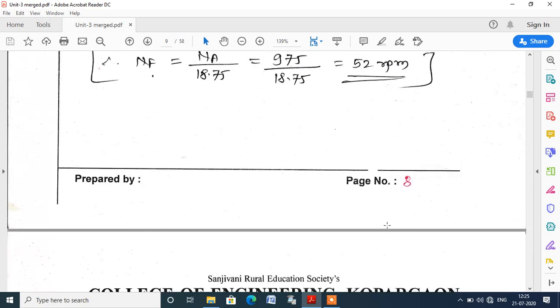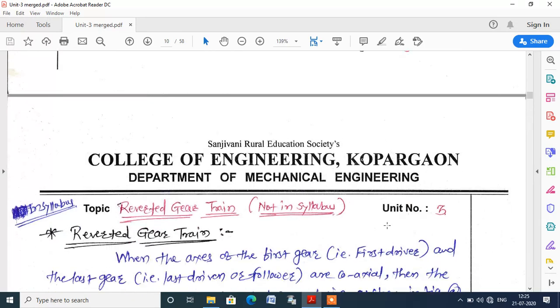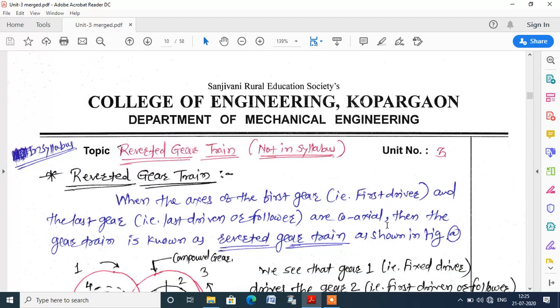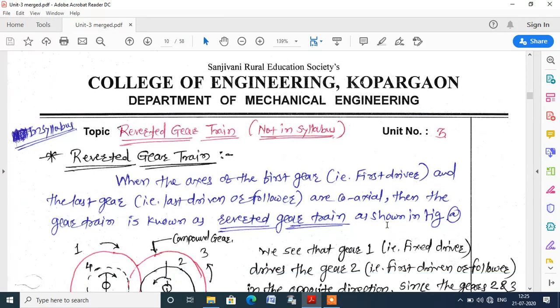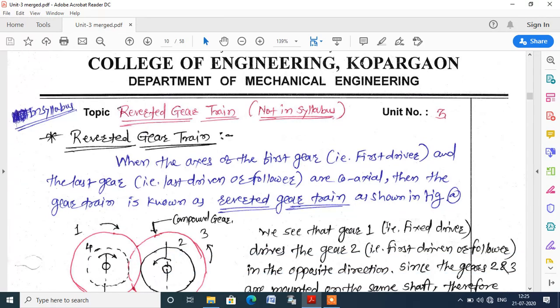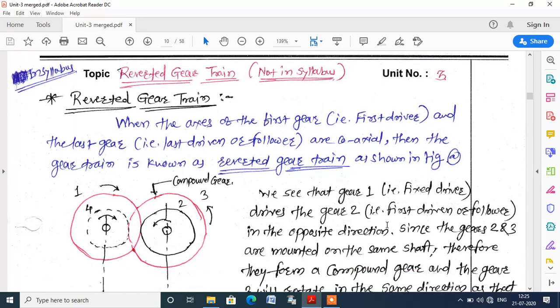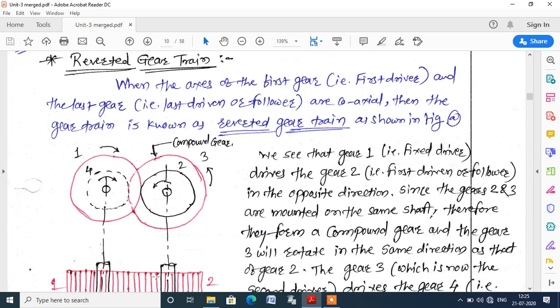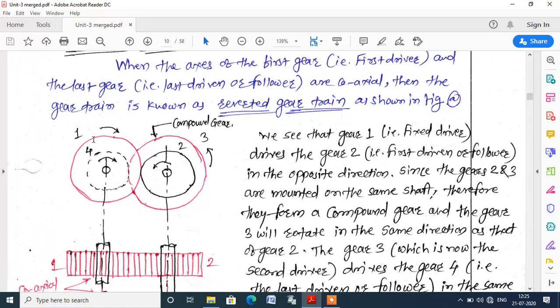So these are simple problems. Now a very interesting gear train. Earlier it was not in the syllabus, now it is in the syllabus. It is the reverted gear train. If you see the figure carefully, gear 1 is meshing with gear 2. Gear 2 and gear 3 are compound gears. But gear 1 and gear 4 are not compound gears. Please remember this.